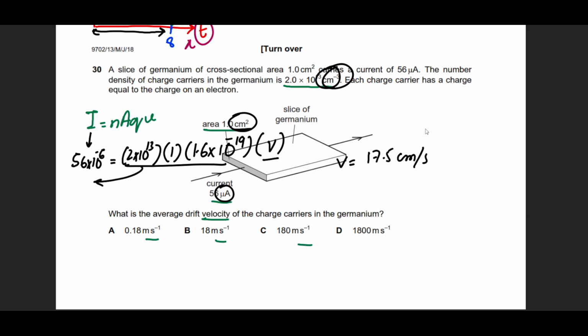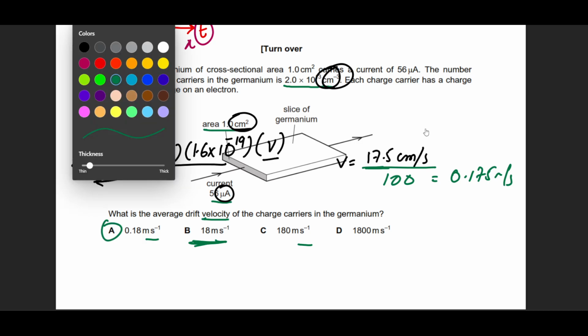Now notice what he has done. He has also given you the answer as the same number, but most of the students are going to ignore the unit. Now we have to convert this into meters per second. So simply divide this by 100. This gives you 0.175 meters per second, which is of course, up to two significant figures, option A. So please be careful about the units.